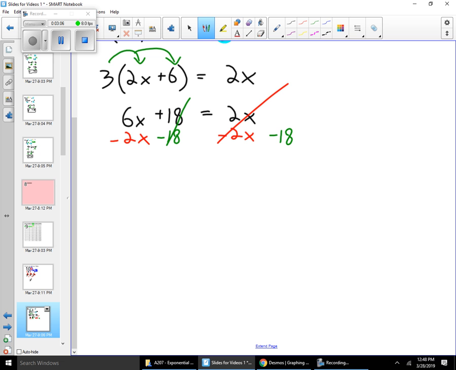6x, take away 2x is a 4x. On the right-hand side, we get negative 18. And then dividing both sides by 4 will get us that x is, now 18 over 4, that can be reduced since they're both even numbers. So as a fraction, that's the same as 9 halves. Or as a decimal, you could say negative 4.5. Either one of those would be acceptable.